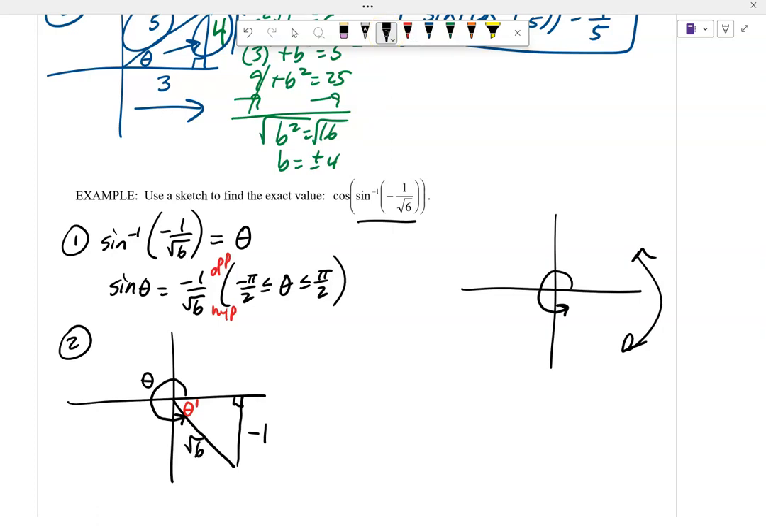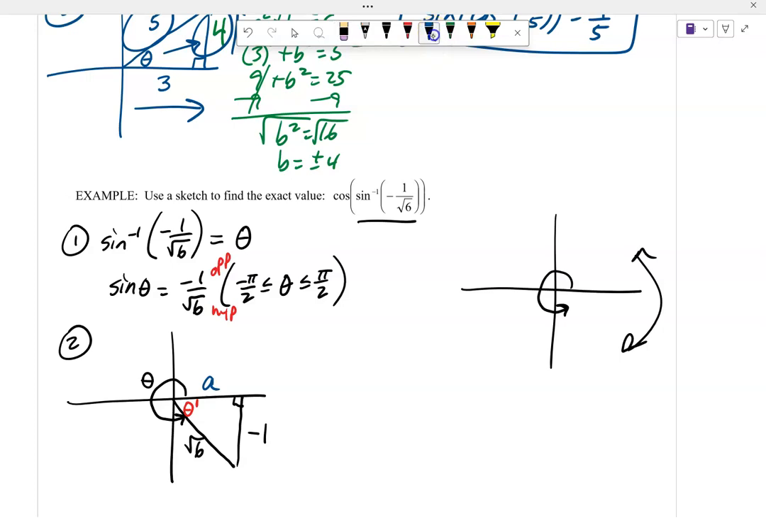Using theta prime, the opposite side's -1 and the hypotenuse is root 6. So I need to solve for this a value, I'll call it. This is a positive a. Notice I have a negative y, -1, and I label that as negative because we're in quadrant 4, so the sine value is negative. I know it's a distance, but if I don't label it as a negative, the problem won't work out from the givens.